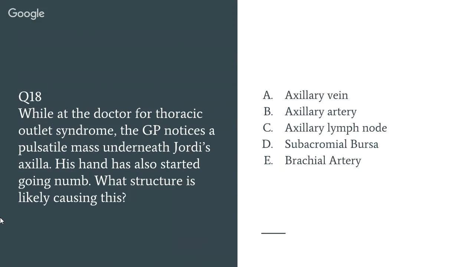All right, so when it comes to pulsatile masses, what does this usually indicate? What kind of structure is usually affected with a pulsatile mass? Arteries? Perfect. So pulsatile masses are classically arteries. The most notable ones are your popliteal artery aneurysms and also axillary artery aneurysms.